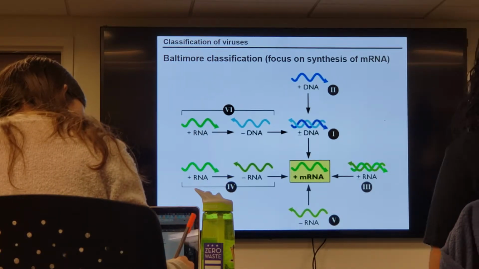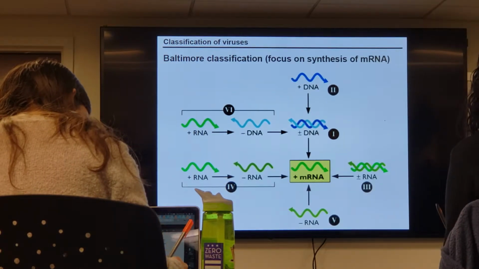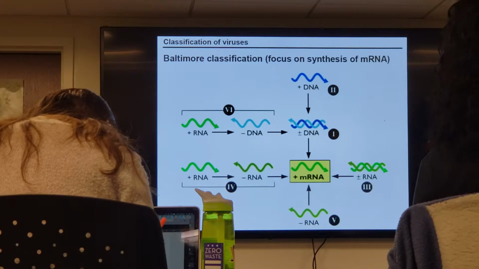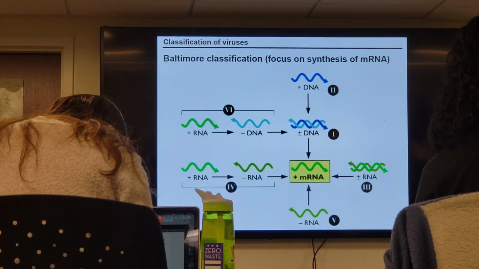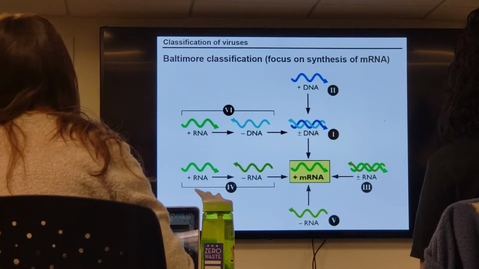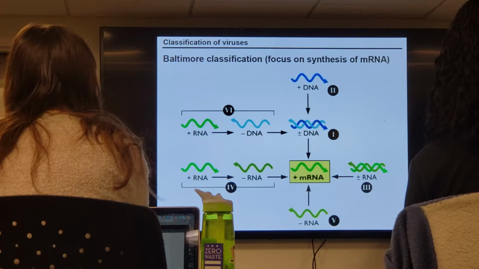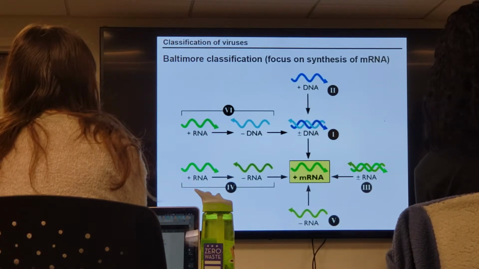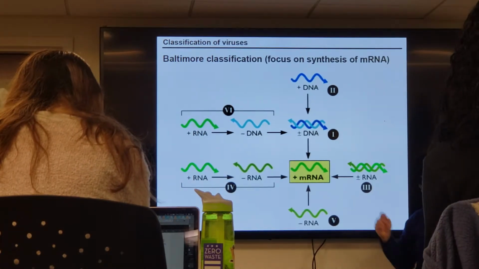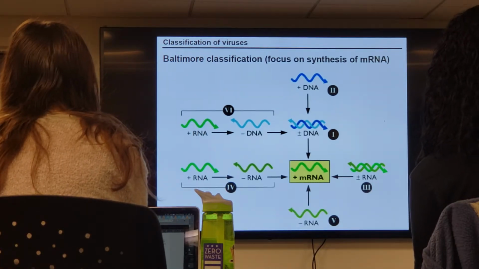So what you will be responsible for here is knowing what the virus starts with. And again, I'm not going to ask you to memorize the classes. I would tell you, if I have a negative sense RNA single-stranded virus, how do I get to mRNA? What do I need to do? What steps or what strategies do I need to go through to get to mRNA? Once we get to mRNA, our cells know what to do with that.